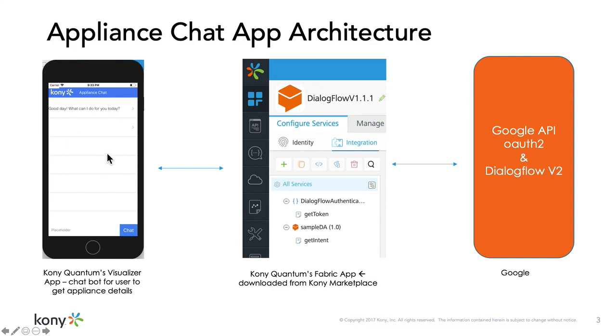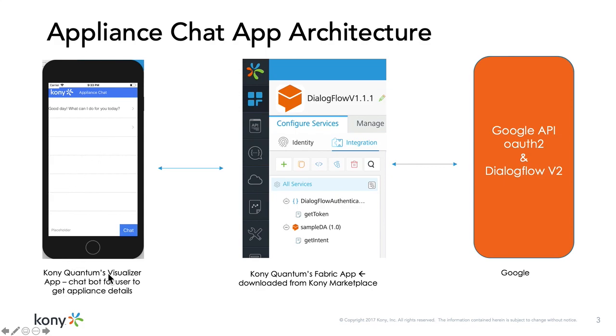The purpose of this chat is to allow users to query a manufacturer of appliances to get information on ovens, microwaves, and refrigerators. So on the far right-hand side, the backend, we will have Google OAuth 2 and Dialogflow v2 APIs. The left-hand side and the middle piece are part of Kony Quantum, our platform.